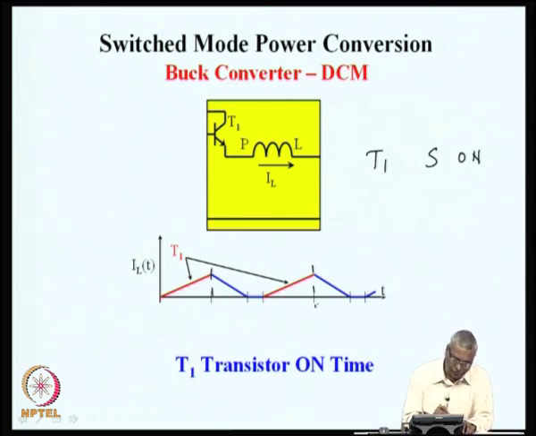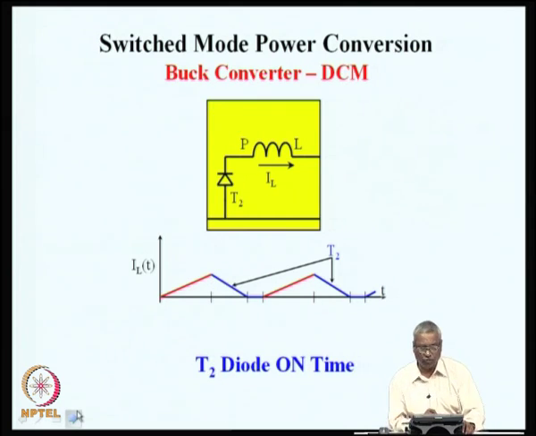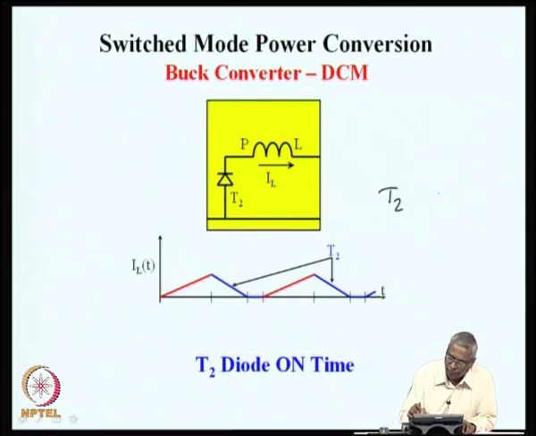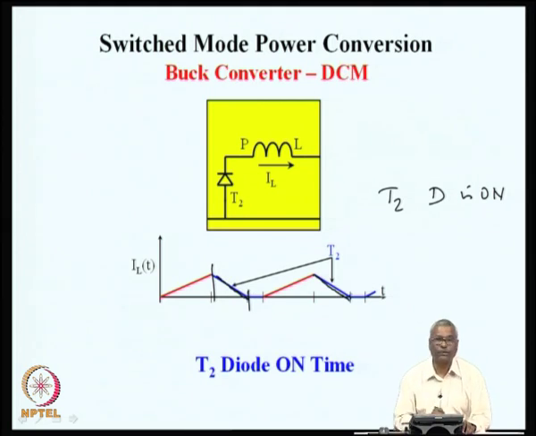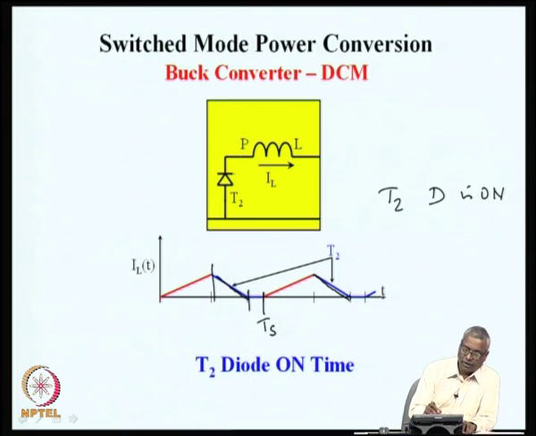Then we have an interval T2 when the diode is on. So, during this interval, whatever stored energy in the inductor is lost and eventually it comes back to 0 before the end of the cycle. If the cycle ends at Ts, even before the end of the cycle, the energy in the inductor is completely lost and the diode in the circuit ensures that the current cannot reverse in the inductor.